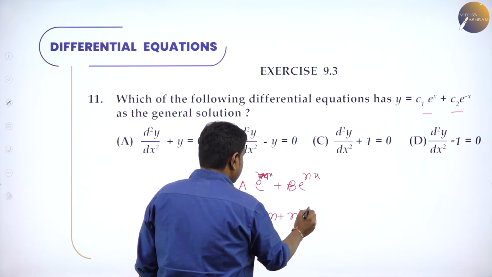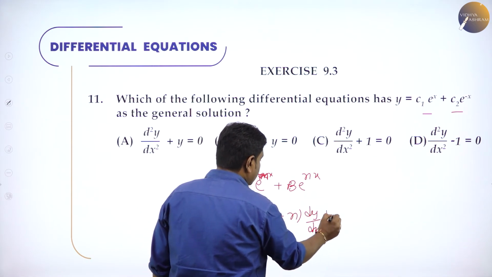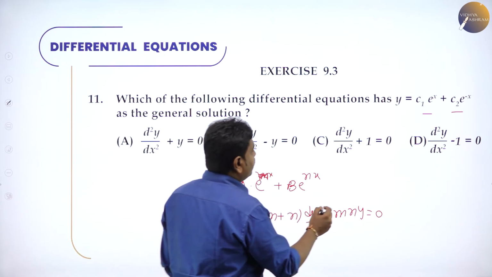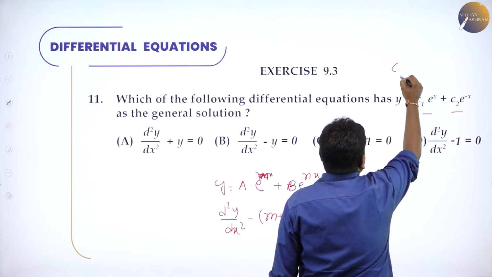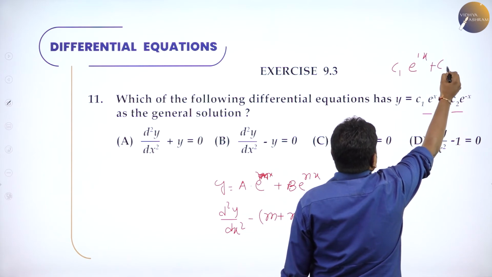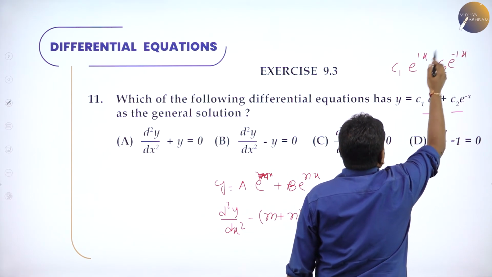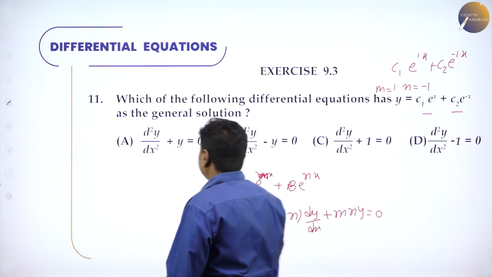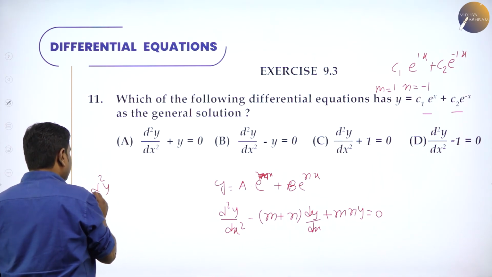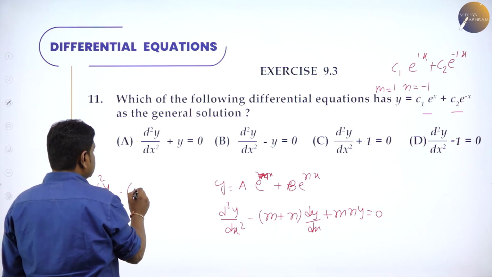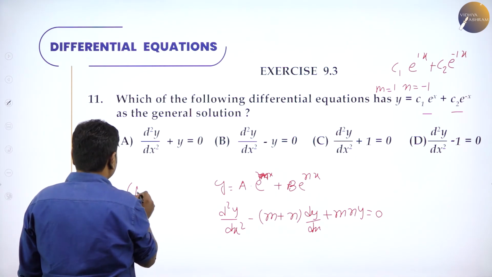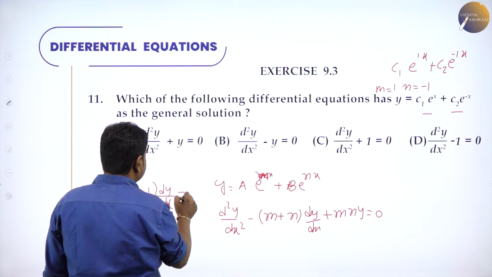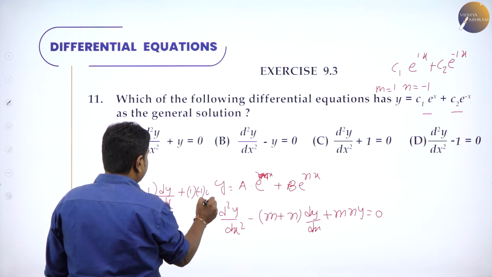Here, the quotient of x into dy by dx plus m and y is equal to 0. So now here we have the m value. The solution is c1 e power 1x plus c2 e power minus 1x. So m is 1 and n is minus 1. So we'll get d square y by dx square minus (m plus n), that is 1 minus 1, into dy by dx plus m into n, that is 1 into minus 1, into y equal to 0.